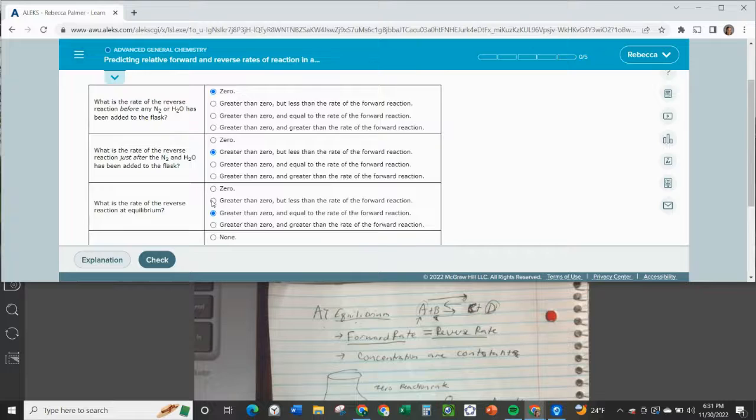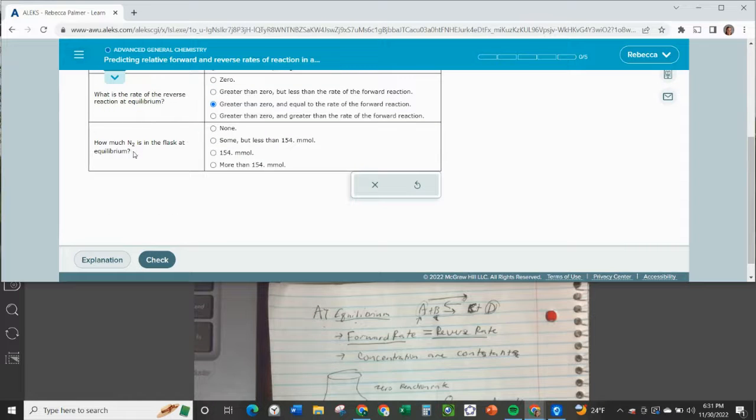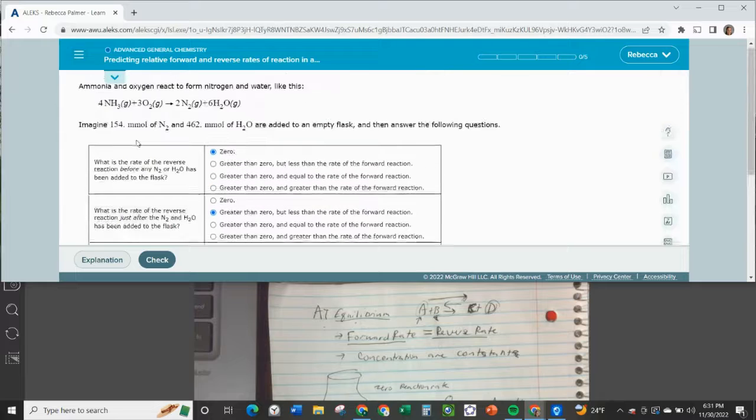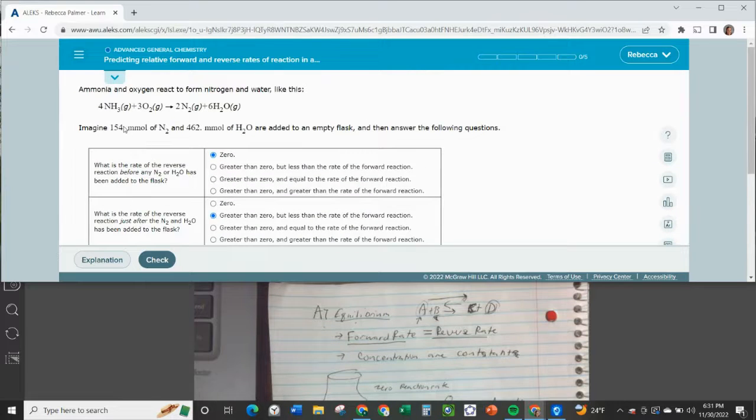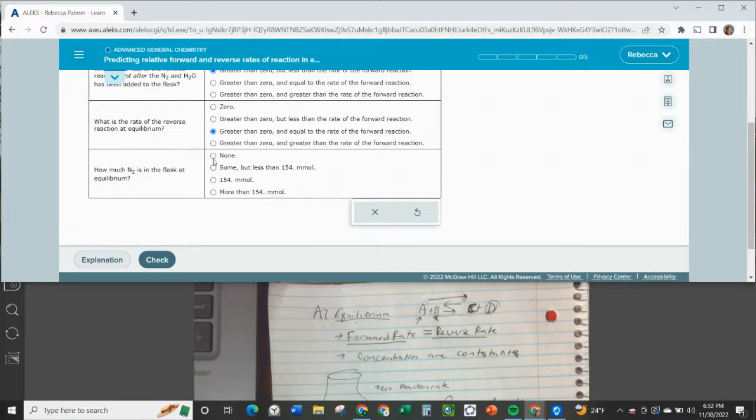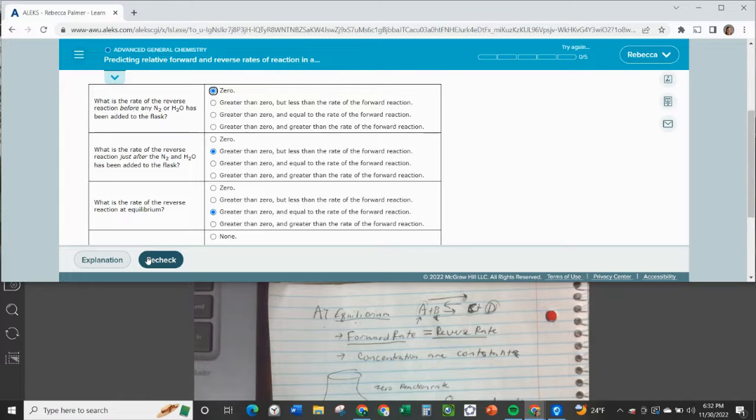And then at the very end, it says how much N2 is in the flask at equilibrium. Well, we can't say for sure, but we can say if we started with 154 millimoles of N2, that's going to get used up to go to the product. So we're going to have a little bit less. We are going to have some because it's at equilibrium, but it's going to be less than what we started with. So this is just a reasoning question.